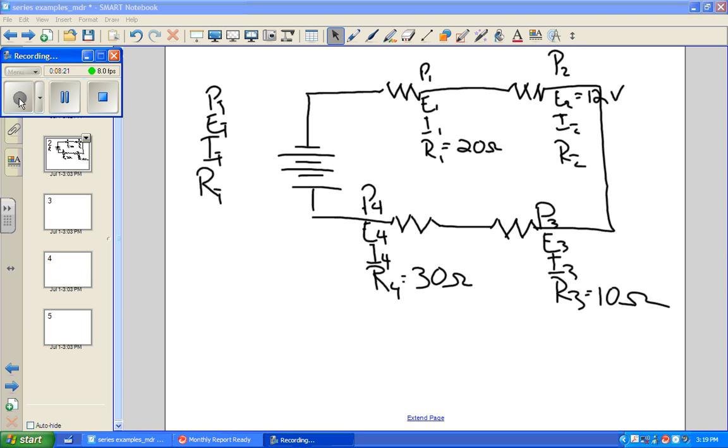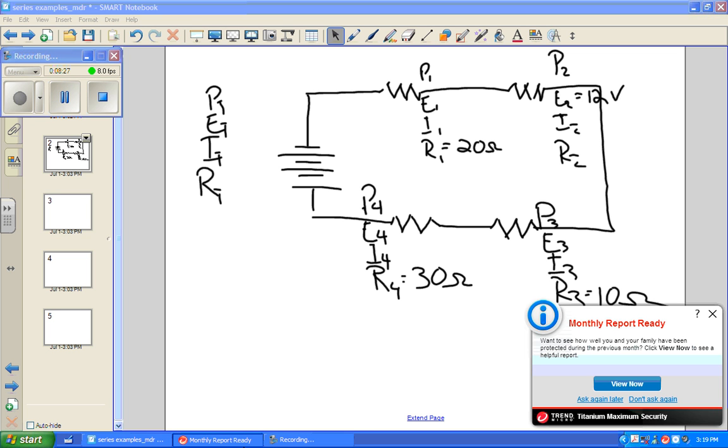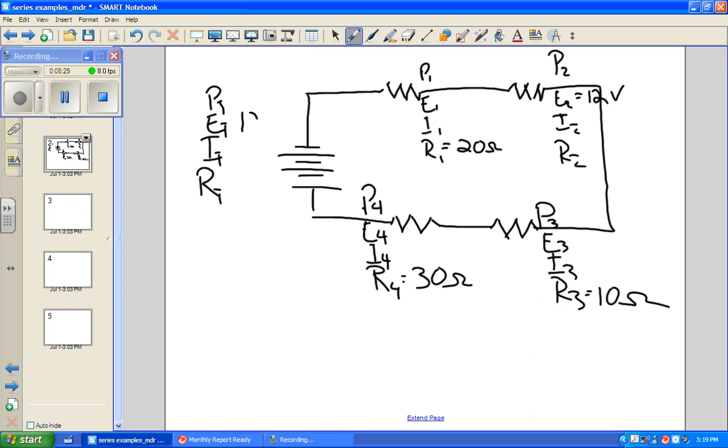Alrighty now. We have a problem with 4 resistors, and I didn't write down the fact that we have a total supplied voltage of 120 volts. And we have R1 is 20 ohms. R2 has a voltage drop of 12 volts across it. R3 is 10 ohms, and R4 is 30 ohms. Alrighty then.